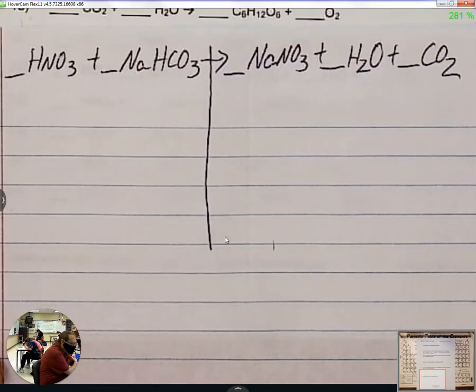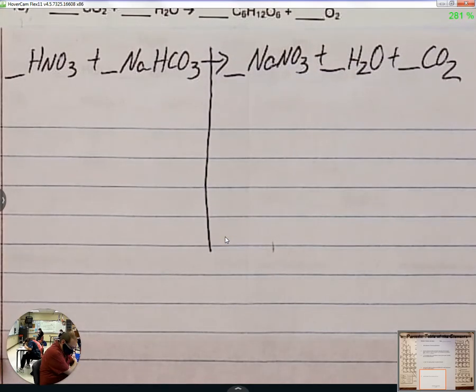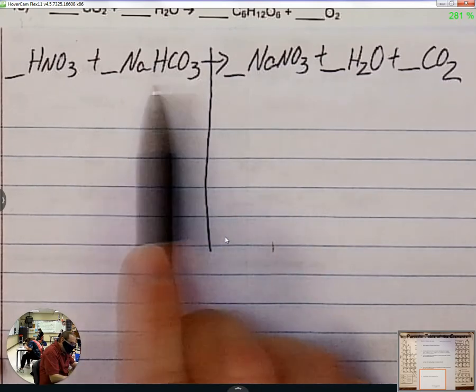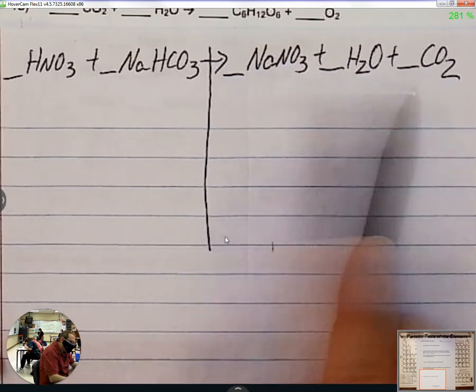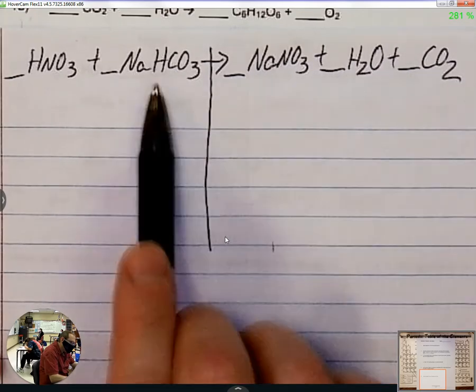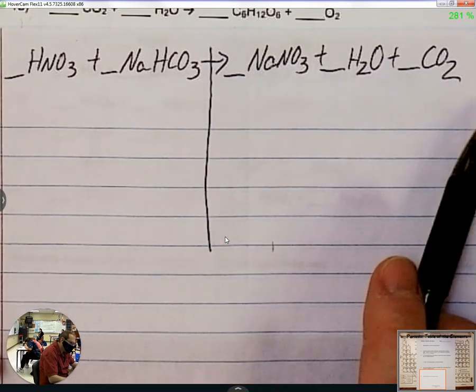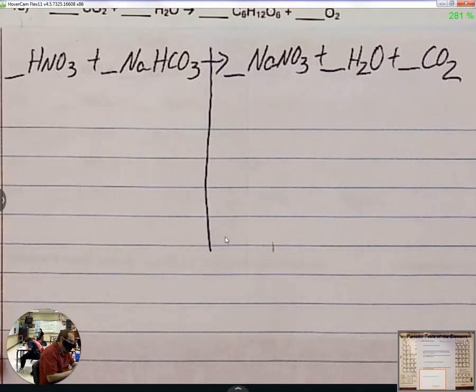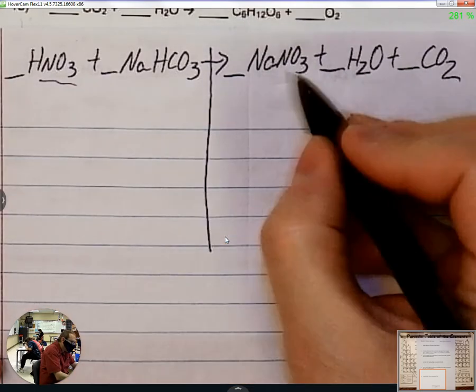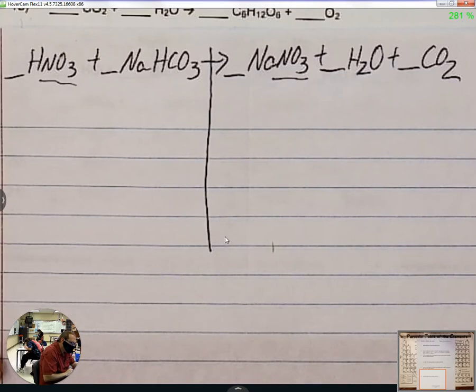Now, are there any polyatomics here? Well, HCO3 is, but notice how it doesn't stay together over here? So I can't use HCO3. Are there any others? NO3. Nitrate ion, that totally stays together, right? Okay, I think we're good.